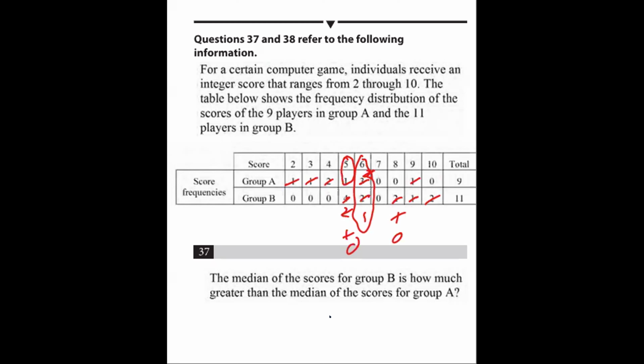So the median for group B is how much greater than the median for group A. So the median for group B is 6, and the median for group A is 5. So how much greater is B? Well, it's 1 greater.